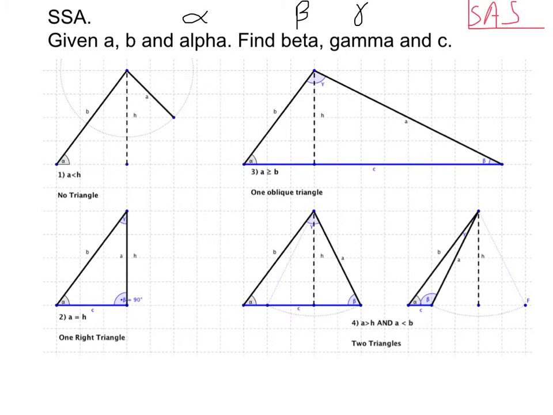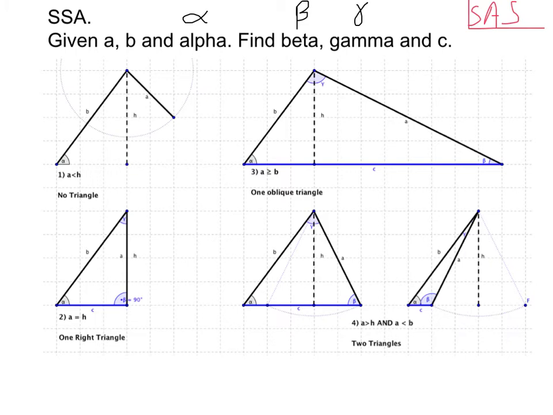So the most interesting one, option 4, when we have two triangles. And that's when A is less than B, but also greater than H. We know that if A is less than H, we'll have no triangle. If it's equal to H, we'll have one right triangle. But if A is bigger than H, but also less than B, so we don't have this one, that's when we'll have two triangles. And we can see the way that this works out here.